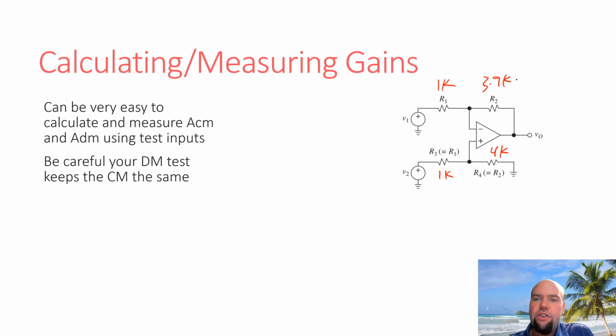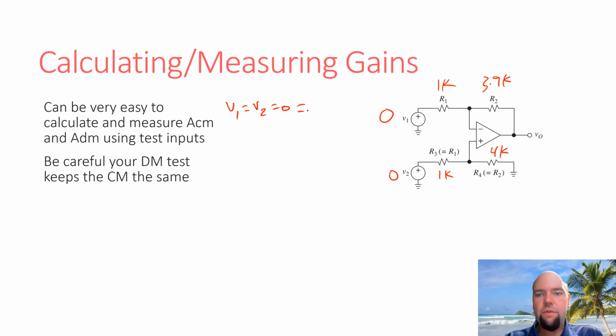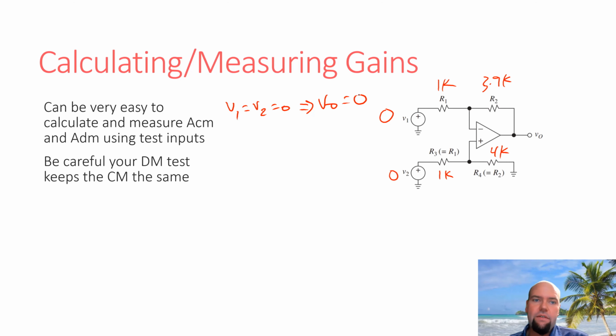If you were given this circuit and told to find the differential mode gain and the common mode gain, one easy thing you could do is set V2 equals 0 and V1 equals 0 and calculate VO. In this case, ideal analysis is pretty easy. When everything's 0, this output voltage is going to have to be 0. And then, if we're trying to find, for instance, the differential mode gain, we could just set both of these to 1.